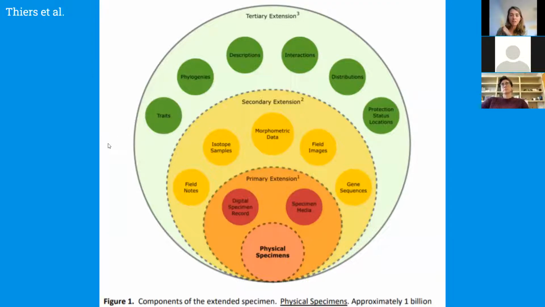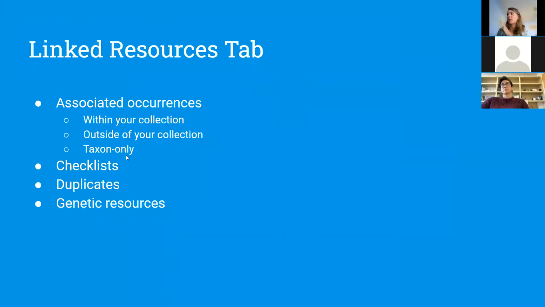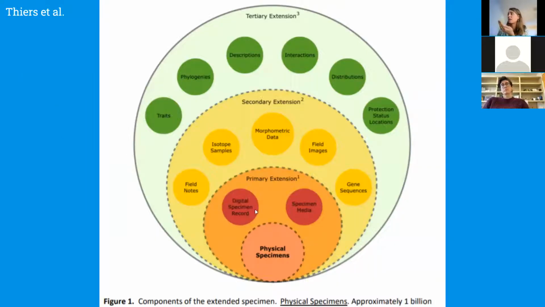I'm talking about all of this because it relates to the Linked Resources tab, because the things that are in here, you could consider extensions. So we have things that are gene sequences. We might have other field images that are stored as different occurrences. Stuff like that can be considered extensions of our specimen.